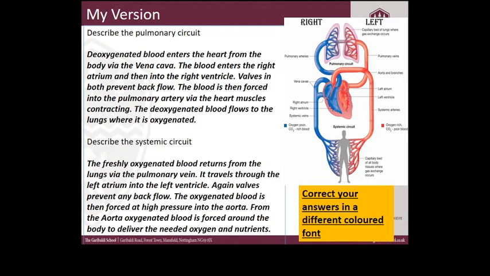The reason it's forced under high pressure into the aorta is because it needs to pump all the way around your body. If the pressure fails in your heart, it cannot push the blood around your body. So it has to be an extremely high pressure. Then the oxygenated blood is forced around the body to deliver any needed oxygen and nutrients.